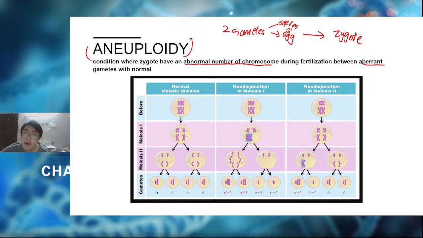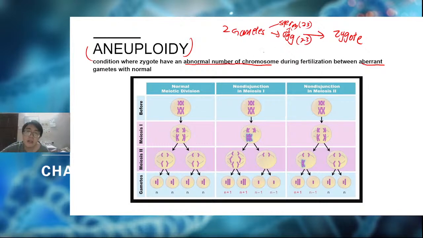Either sperm or egg. Like human, maybe, has 2N, and 2N is 46 chromosomes. Human has 46 chromosomes. Sorry, I misspoke earlier: human has 23 pairs, not 23 chromosomes. Human has 46 chromosomes. So each gamete, our sperm, will have 23, and the other one also has 23.